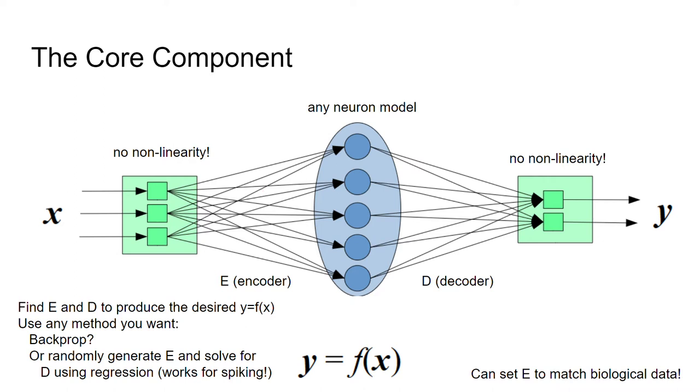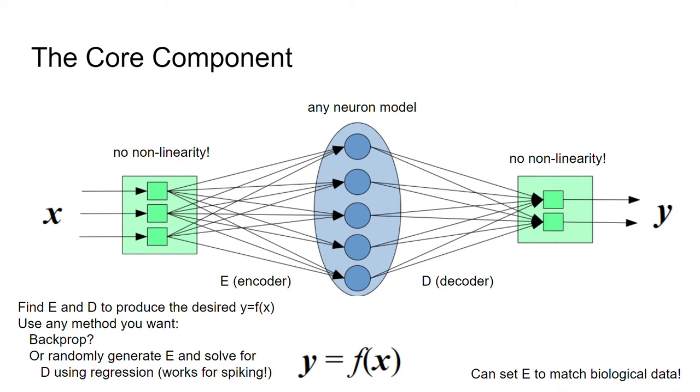So that's going to be the default approach in everything that I'm going to talk about today. We're just going to randomly generate these and then solve for the decoders. We're randomly generating our encoders, solving for the decoders. Or randomly generating the first layer of weights, solving for the second layer of weights. But that's not a restriction, that's just a default approach to use.